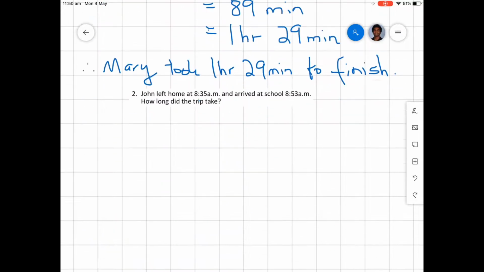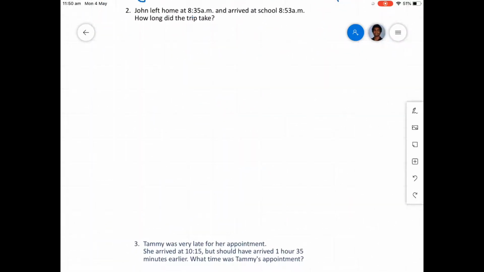All right, now looking at question 2. Question 2 is almost even easier than question 1. So John left home at 8:35 a.m. and arrived at school at 8:53 a.m. How long did the trip take?